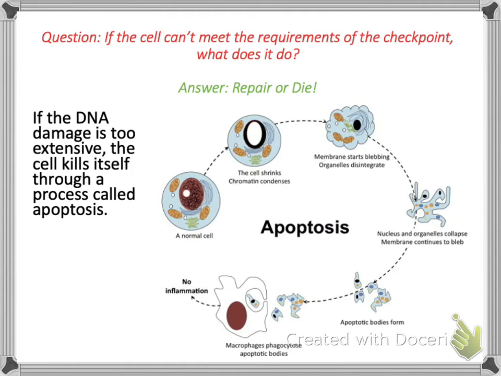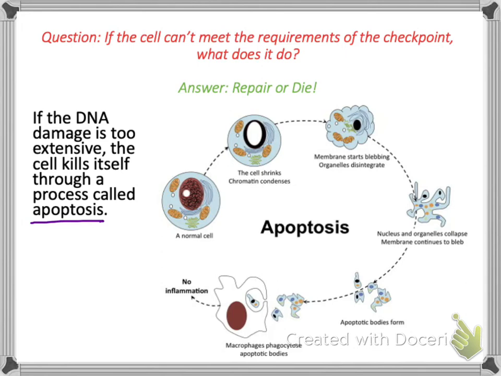So repair or die, right? It's going to check itself before it wrecks itself. It's got to fix things. Okay, so repair, we just learned about. Die: if the DNA damage is too extensive, the cell's going to kill itself through a process called apoptosis. So apoptosis is sometimes called cell suicide. It's sometimes called programmed cell death. So this is going to occur basically if there's DNA damage or if something called the telomeres at the end of chromosomes are too short. More about that in the next video.